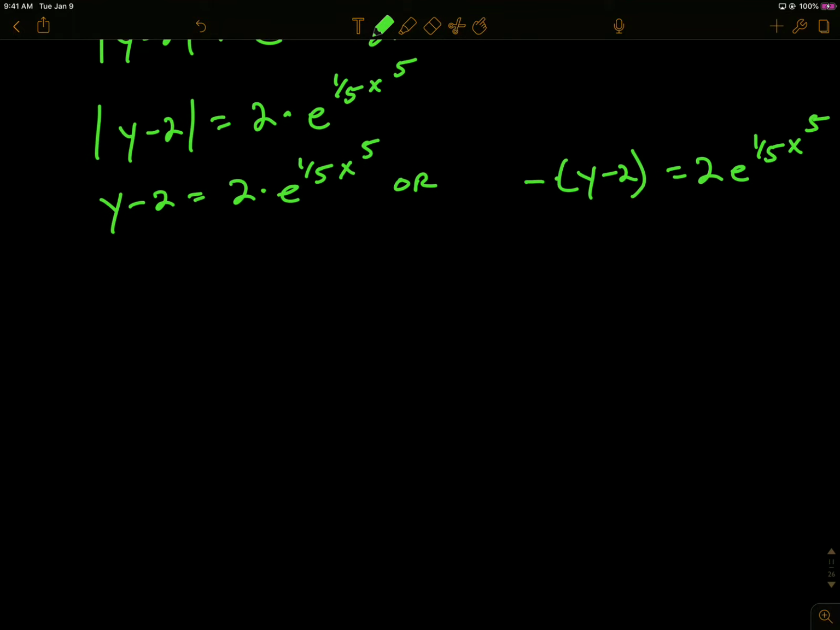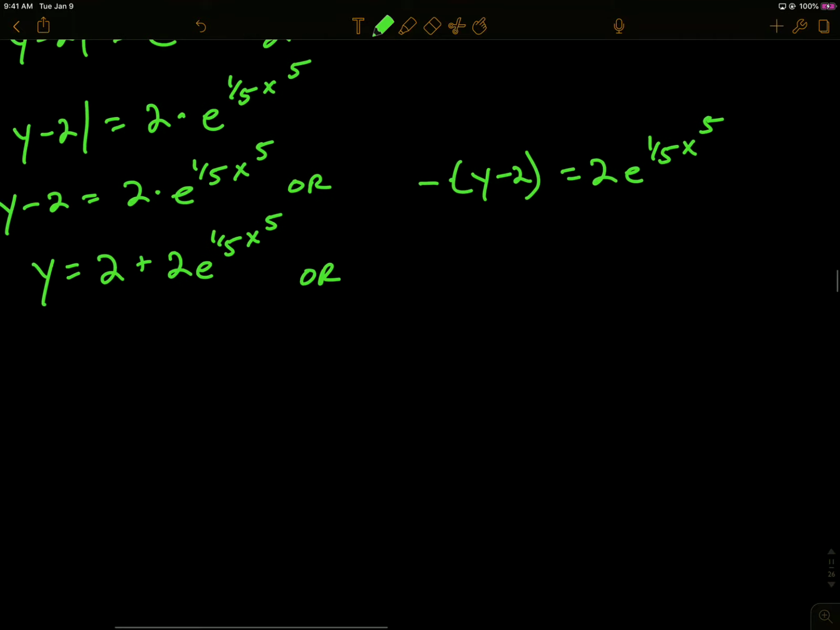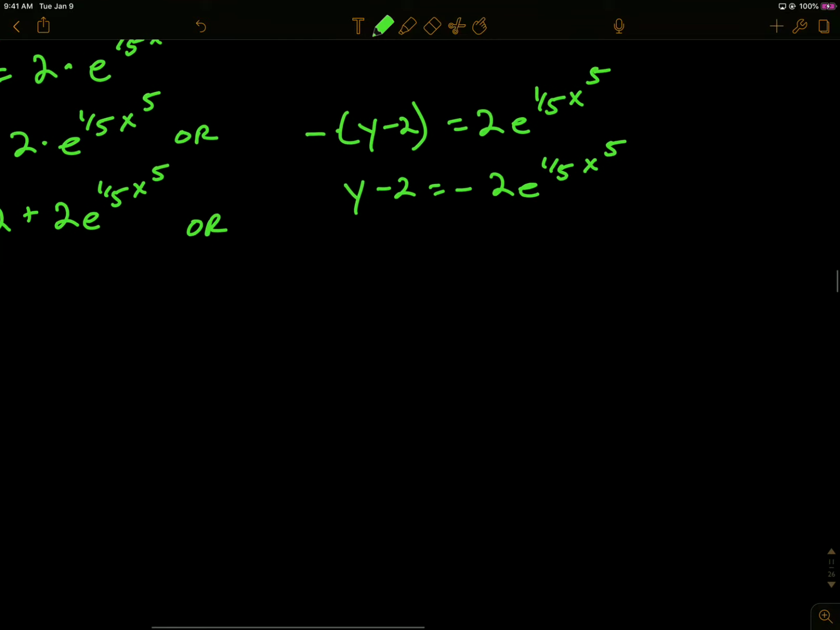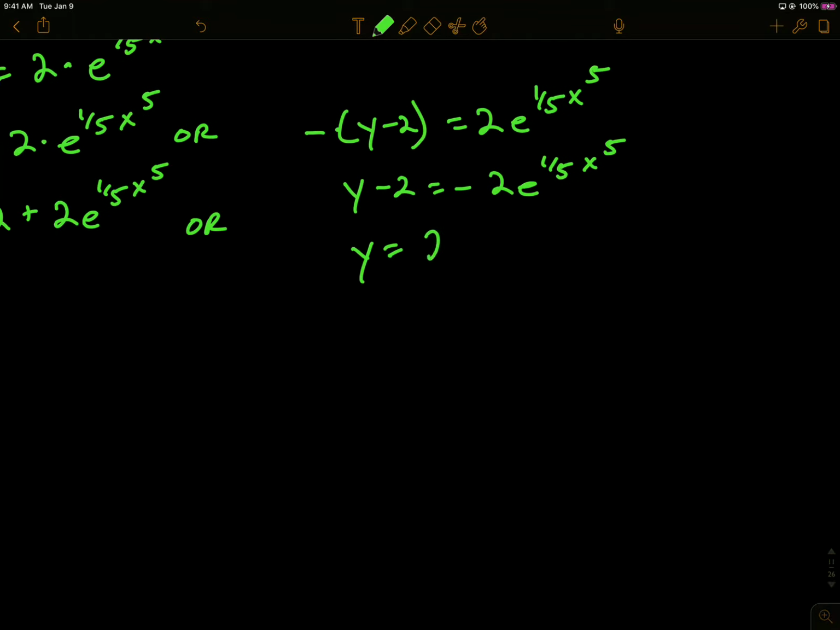So now we solve each equation for y. So on this one I got y equals, if I add 2 to both sides, 2 plus 2e to the 1/5 x to the 5th. Or my solution could be, instead of distributing this negative, what I'm going to do is divide both sides by a negative. So I've got y minus 2 equals negative 2e to the 1/5 x to the 5th. I add 2 to both sides, and I'm going to get 2 minus 2e to the 1/5 x to the 5th. X to the 5th is in the exponent. So which one is the winner?